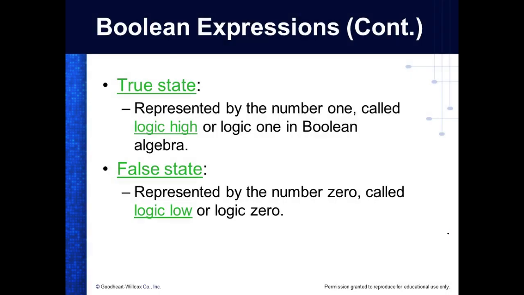True state is represented by the number 1, called logic high or logic 1 Boolean output. False state is represented by the number 0, called logic low or logic 0. We've been using those terms already, right? Are we okay there? Yes, no? I know these are up on Blackboard.